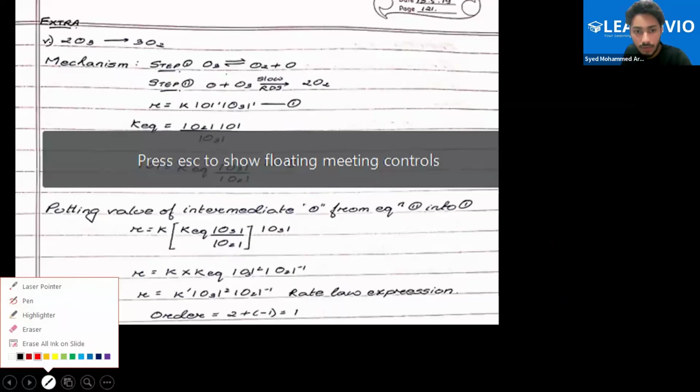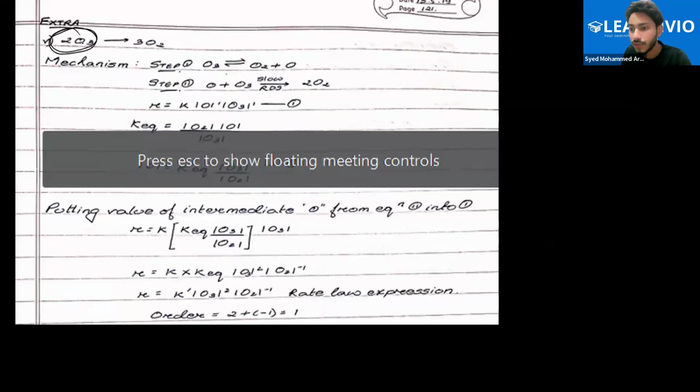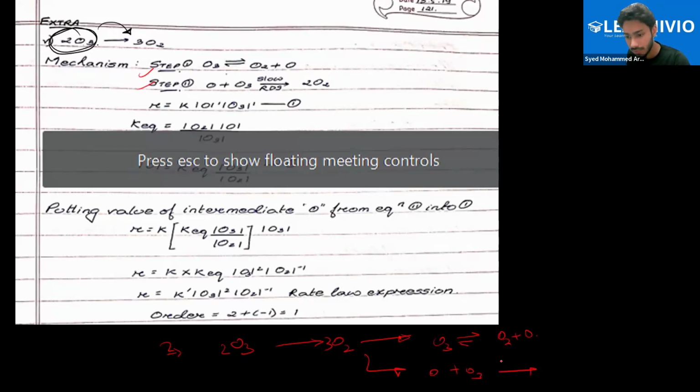Now just see this one. What is given to me is 2O3 which converts into 3O2. This is basically ozone, and I am converting this ozone into O2. Understood? In this reaction, there are two steps responsible, step 1 and step 2. Step 1 is O3 in equilibrium with O2 plus O, and step 2 is O3 plus O, the slowest RDS step, which gives 2O2.